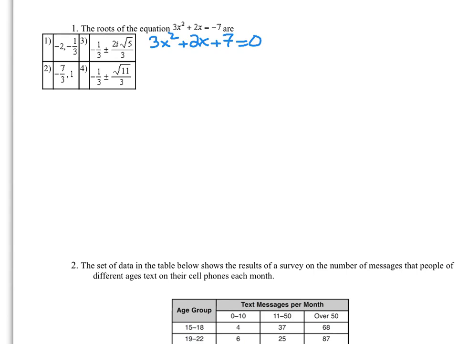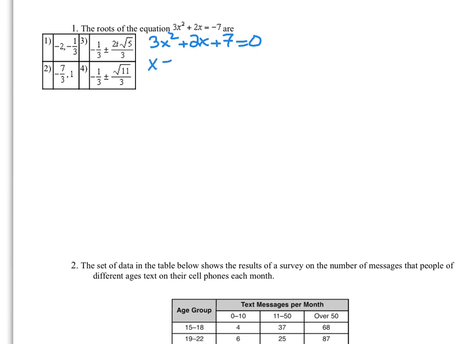Start by getting the equation set equal to 0. So I moved the negative 7 over to the left-hand side. I made that plus 7. And then I'm looking at the 4 choices, and I do see choices 3 and 4 kind of look quadratic formula-ish. So I'm just going to go ahead and do that.